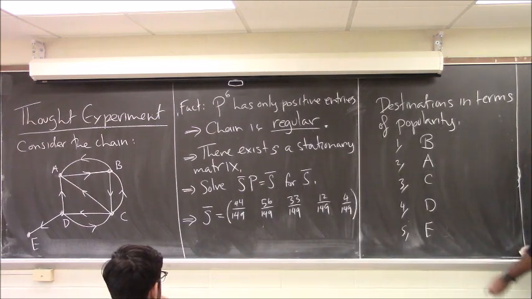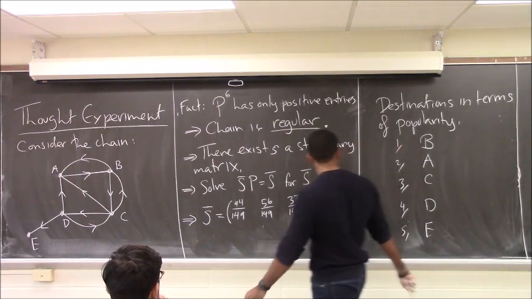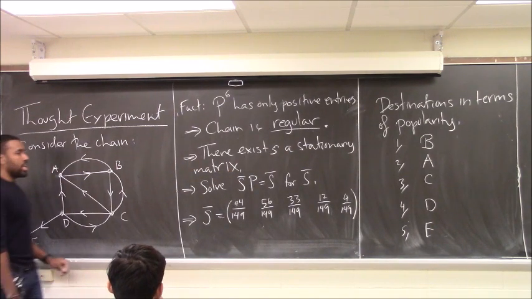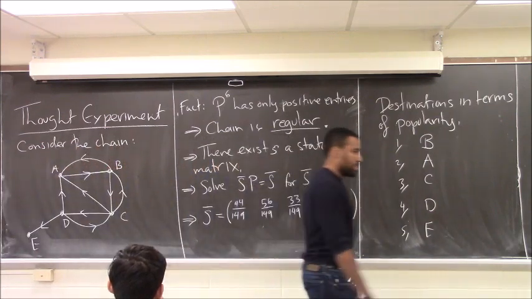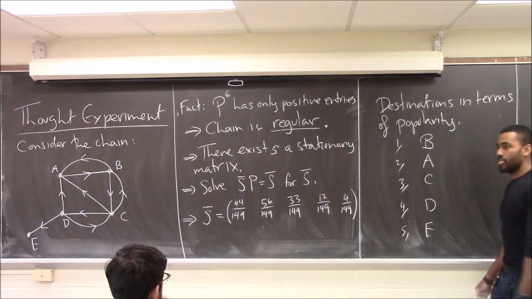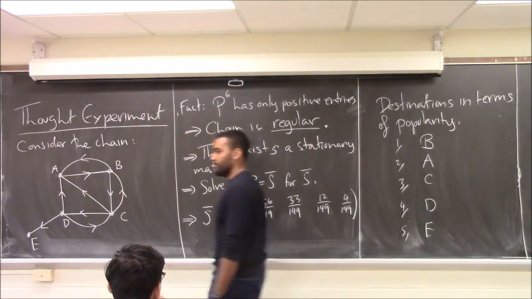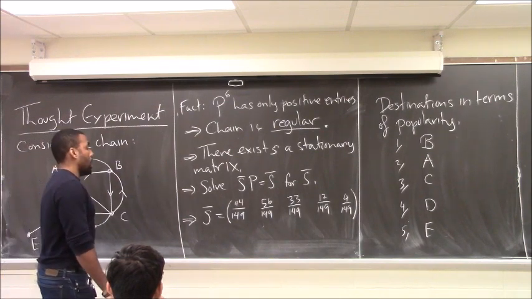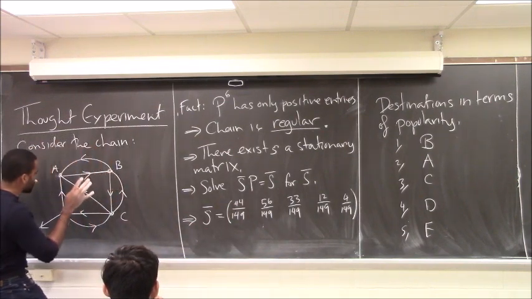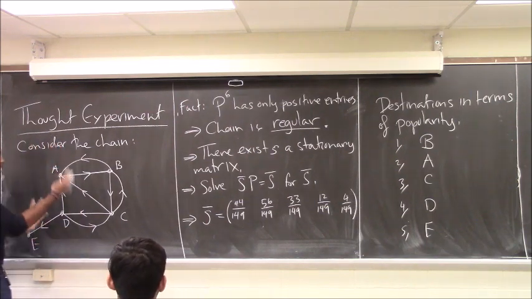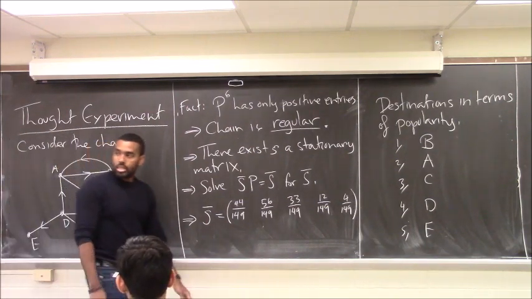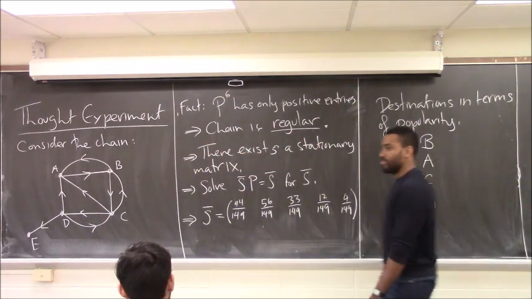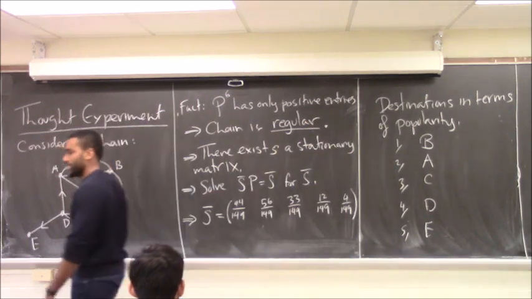There is something just as cool about this example, by the way, because you've all actually seen this in action before. Does this remind you of anything? Expected value, sure, but I mean this whole strategy. Destinations, you're ranking them in terms of popularity. Reminds you of anything?